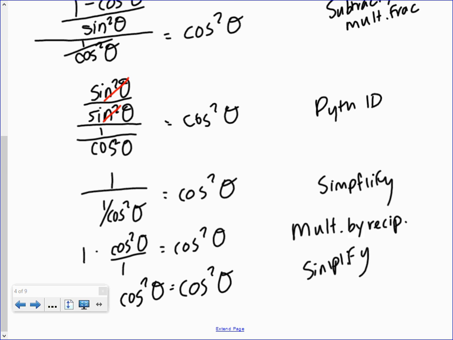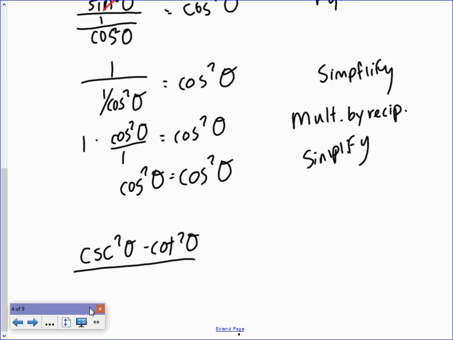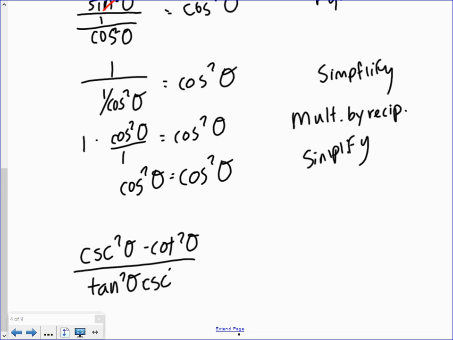I really like... What was the beginning? Cotangent squared minus cosecant? Cosecant minus cotangent. Cosecant squared minus cotangent squared all over tangent squared times cosecant squared.